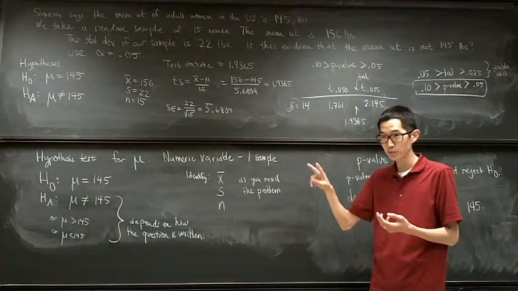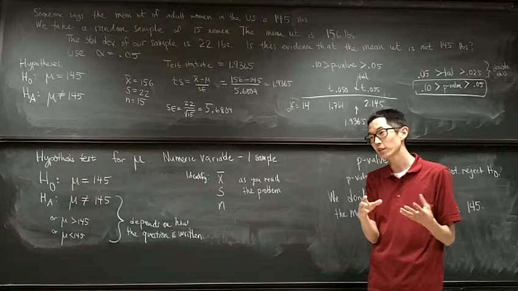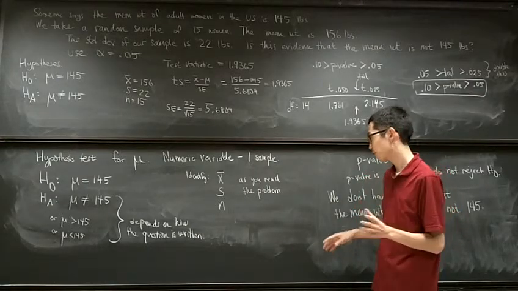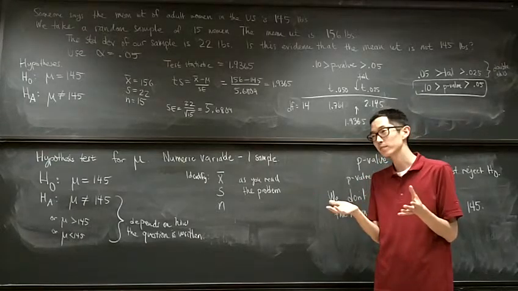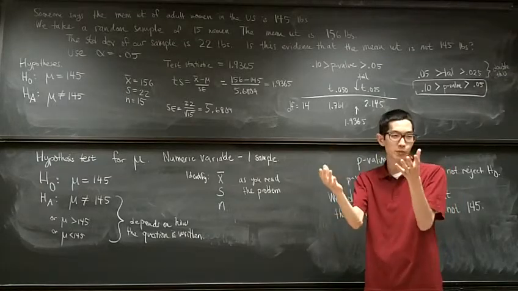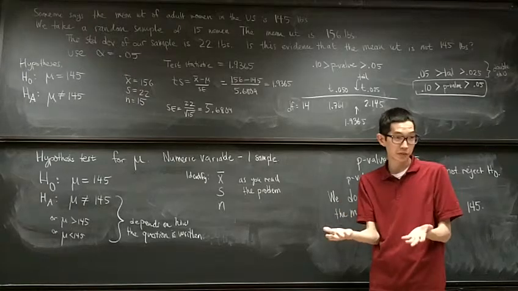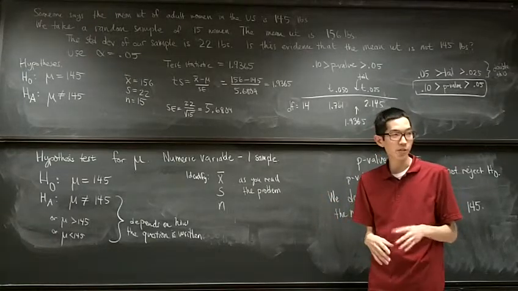two samples. The concept and the ideas are exactly the same. The only thing that changes is how we calculate the standard error. That formula changes. And then now you have two samples. So you have two x bars, you have two s's, and two n's. Okay? But the concepts are still very, very much the same.